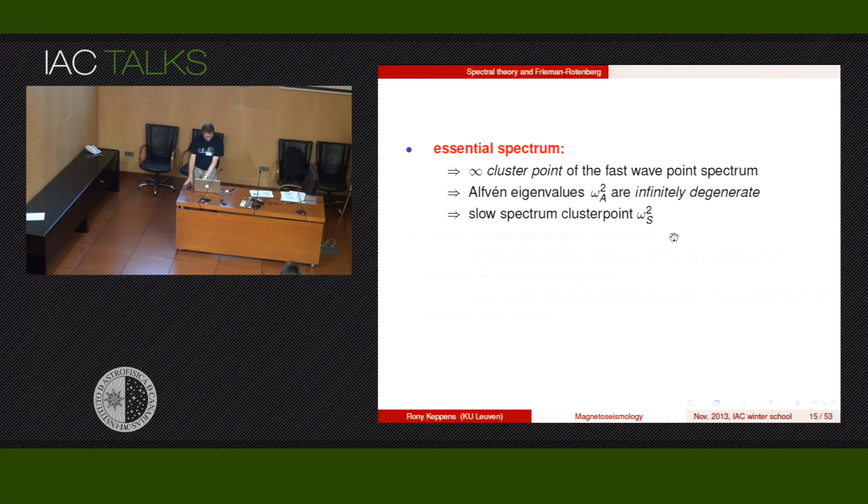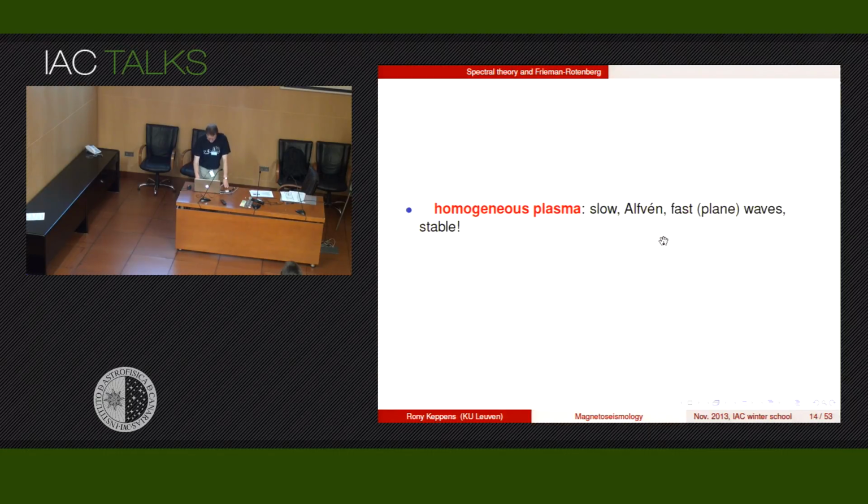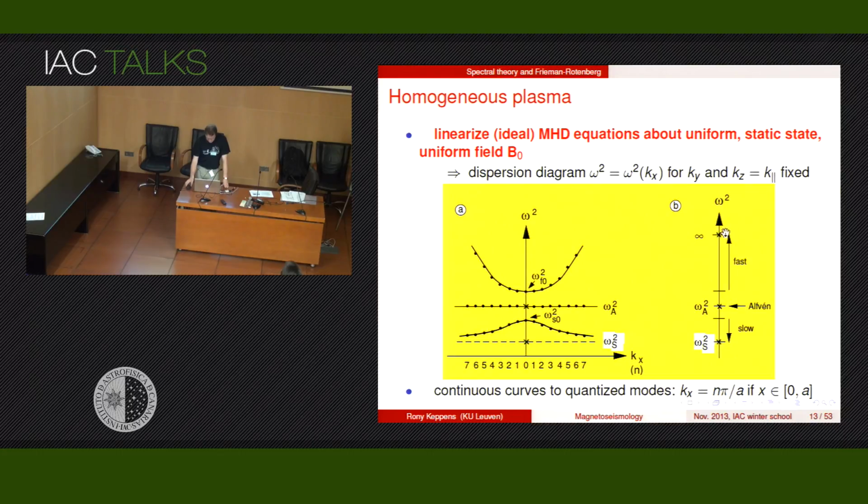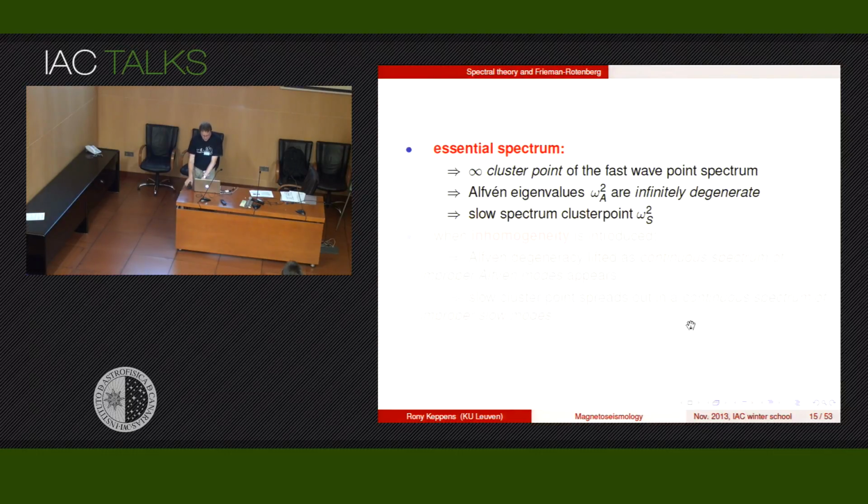We know that. The essential part of this spectrum is the fact that there is a possibility to accumulate with modes to infinity in terms of omega squared. That's part of the essential spectrum. There are Alfvén frequencies and there are slow frequencies. And Alfvén, slow and fast, which you know, if you know the equilibrium properties and the wave numbers, form what is mathematically known as the essential spectrum.